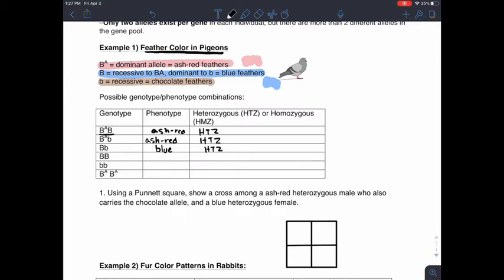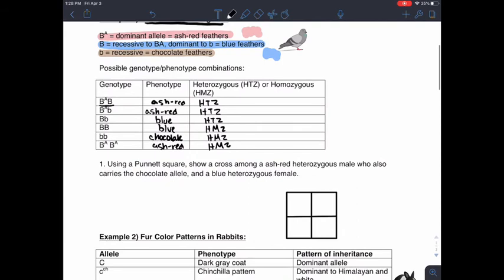Up next is capital B capital B, which is blue again, and it's homozygous because it is both blue, so it would be HMZ. Up next is lowercase b lowercase b, and that would be chocolate because it is homozygous, so there's nothing dominant to it. It's 2 recessives next to each other. So this would also be homozygous. And next is BABA, and this is ash red because it is homozygous to ash red. And it is HMZ because it is 2 ash reds.